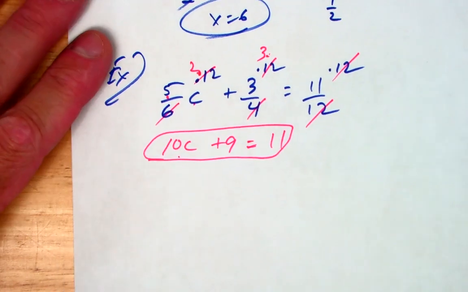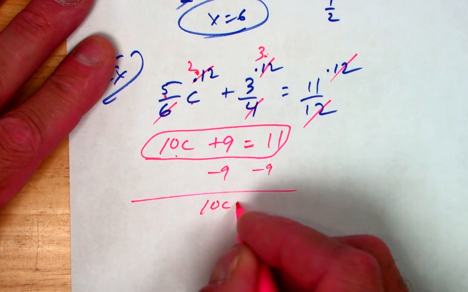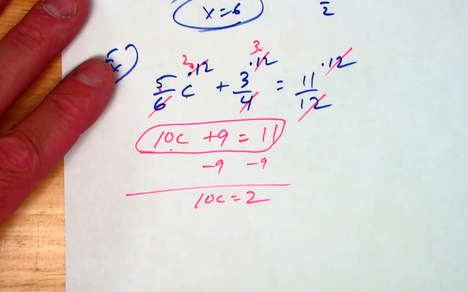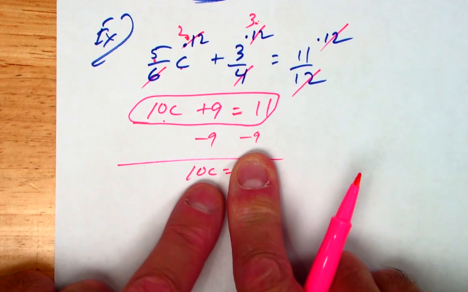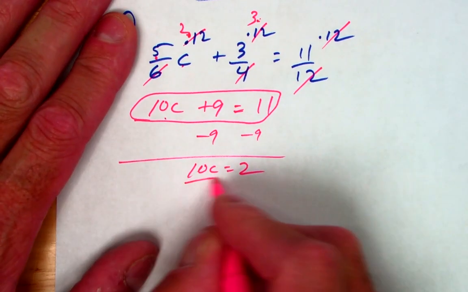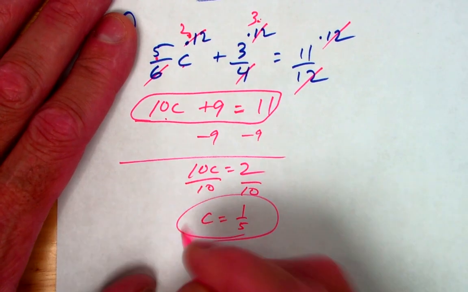Okay, so here we go. So subtract 9, 10c equals 2. So again, this 2 is just along for the ride. I'm trying to get everything peeled off of that c. So I'm going to go ahead and divide by 10. c equals 1/5. Okay?